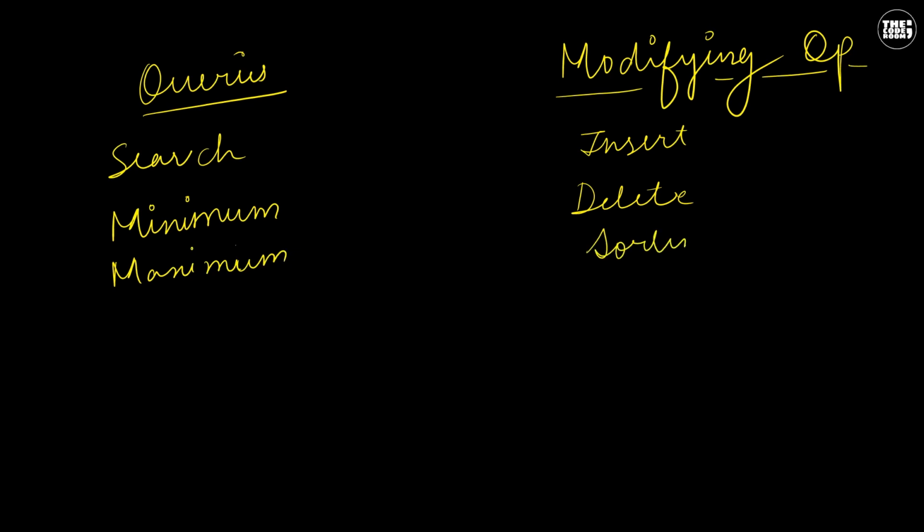Next, we have sorting. Sorting sorts our data structure in ascending or descending order according to our choice. Next, we have merging. Merging is again a modifying operation. It merges two different data structures in a fashion described by the user.